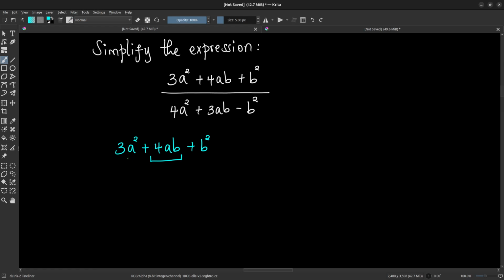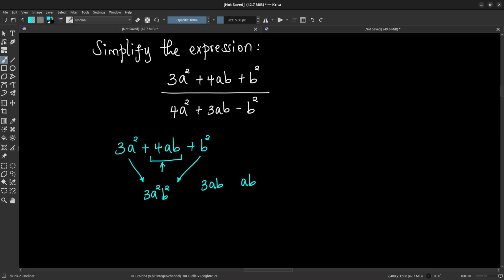To simplify this quadratic expression, what we need to do is rewrite the middle term in such a way that we get two factors, and when those two factors are multiplied, they should give us 3a squared b squared, and when those two factors are added, they should give us this middle term. In this case, those factors are going to be 3ab and ab, so that when we multiply 3ab and ab, we get 3a squared b squared, and when we add them, we get 4ab.